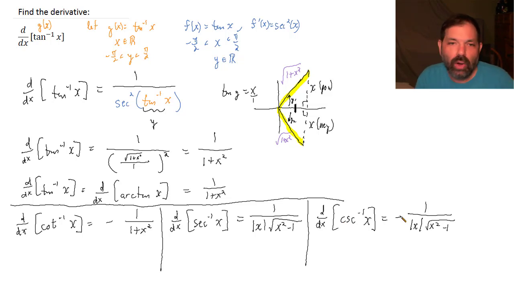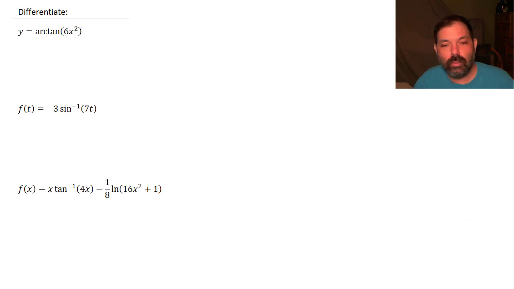All right, so now that we've got these examples, let's actually differentiate some functions. So here I'm asked to differentiate y equals arctangent of 6x squared. So now let's think about this. I have an arctangent function. I just developed that formula, but it's not just arctangent x, it's arctangent of some function of x. So what am I going to need to use here?